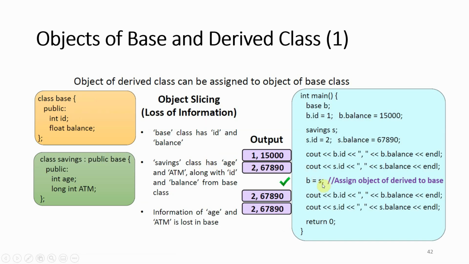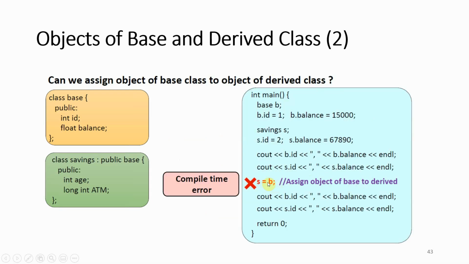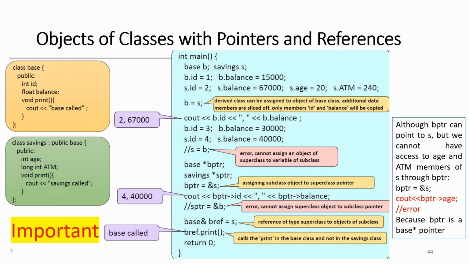So assigning an object of the child class to a parent object is called slicing. You only take part of this object and assign it to B. Okay, so this is what's happening here. However, the other operation leads to a compiler error. It's not possible. You can't assign an object of base class to an object of derived class. So I wanted to mention this here.